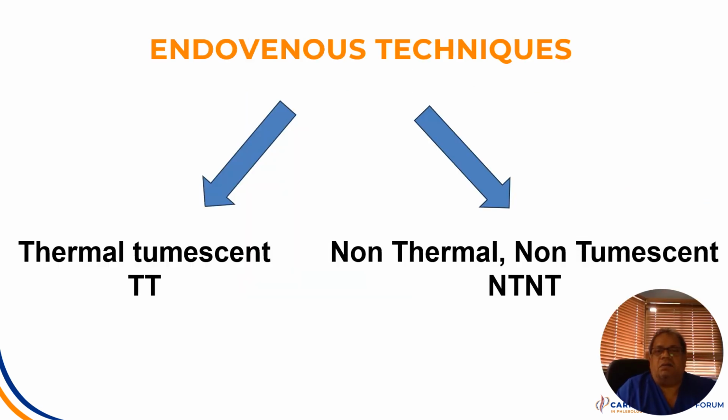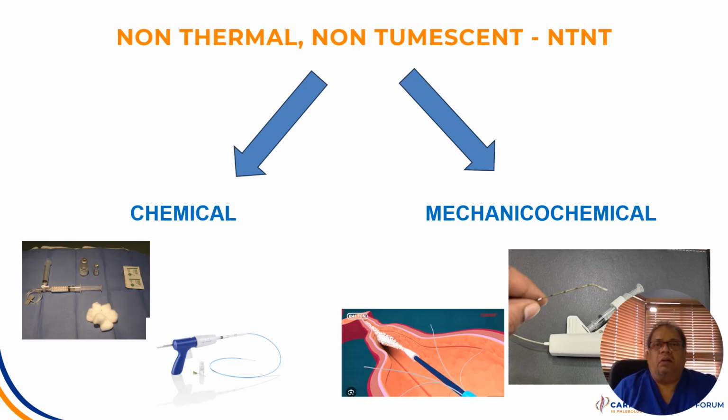Now let's look at non-thermal, non-tumescent techniques. Non-thermal, non-tumescent techniques involve chemical techniques, primarily ultrasound-guided foam sclerotherapy and the use of glues. Mechanical-chemical techniques involve, for example, Clarivein and Flebogrif catheters.